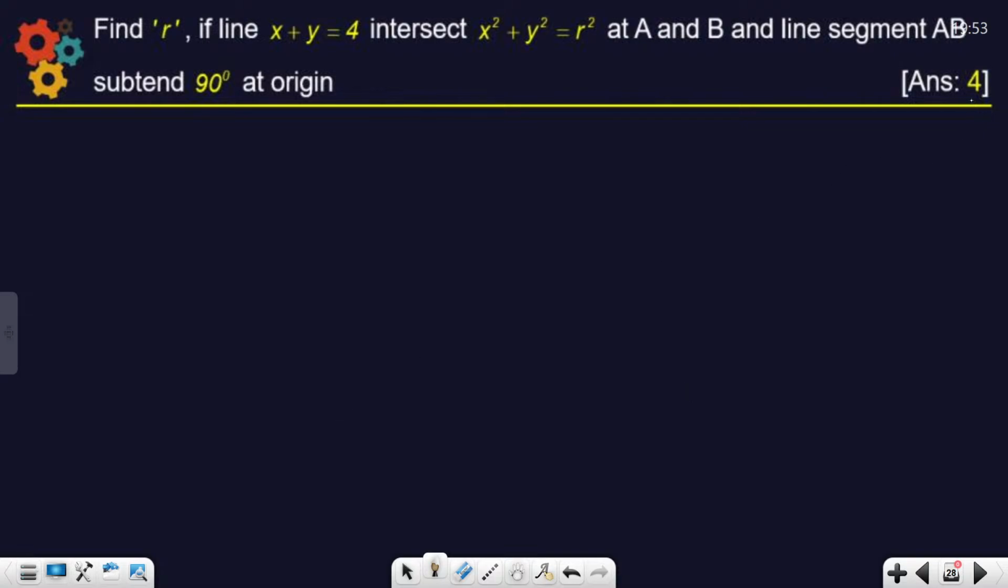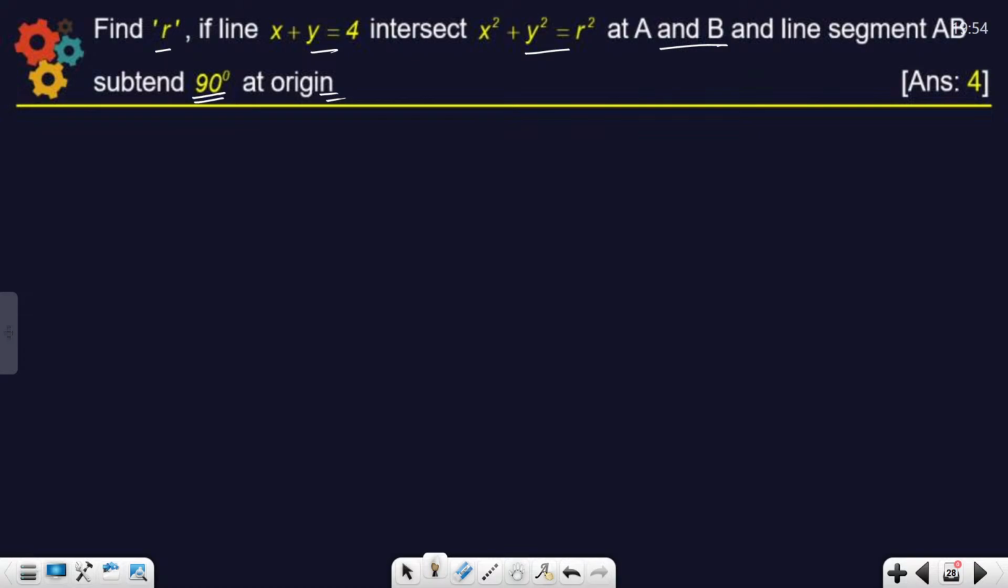Here the answer has already been revealed. So anyway, it's a pretty simple sum again. Find out if the line intersects this curve at A and B, and the line segment AB subtends 90 degrees at the origin. One thing I'm telling you, everyone should listen very carefully.